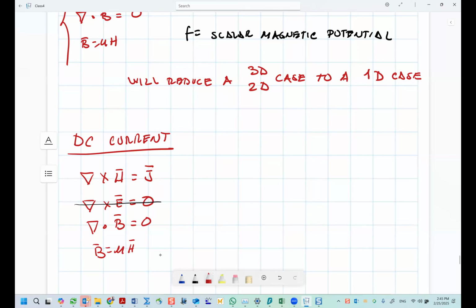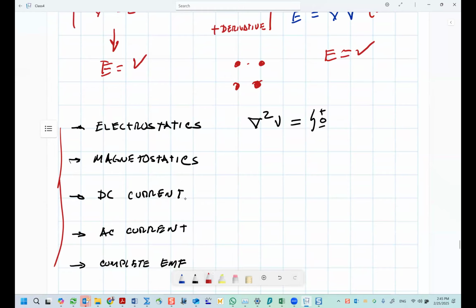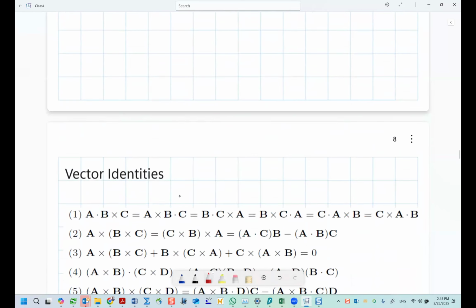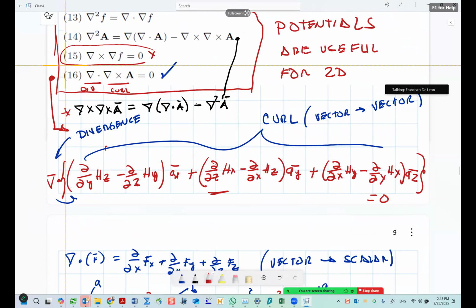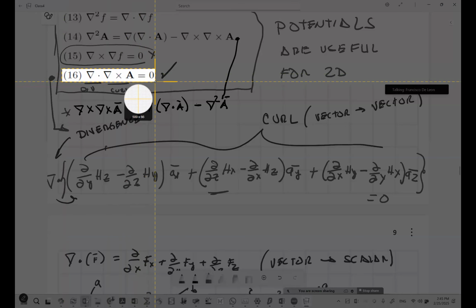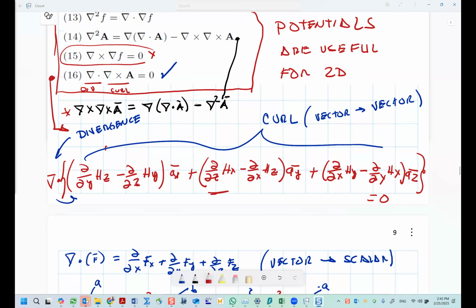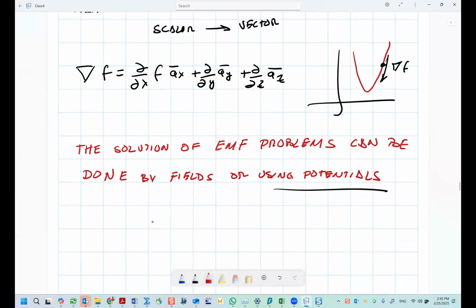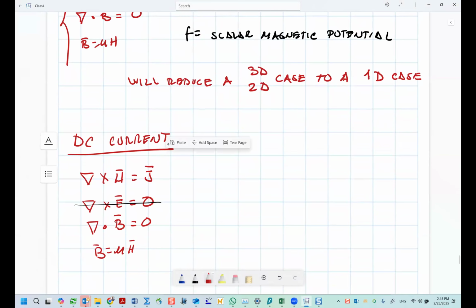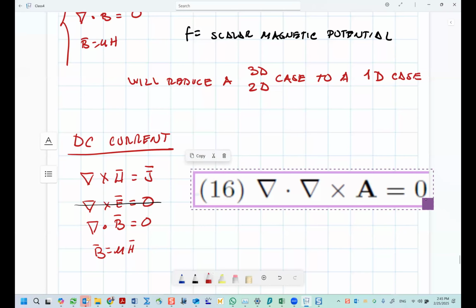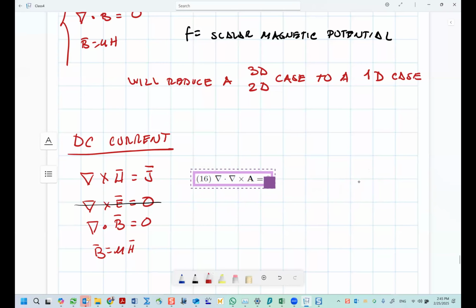So with these equations, and using another one of the vector identities, let me go all the way to here. I am going to use this other identity, number 16. So I use 16, scroll all the way down, paste.